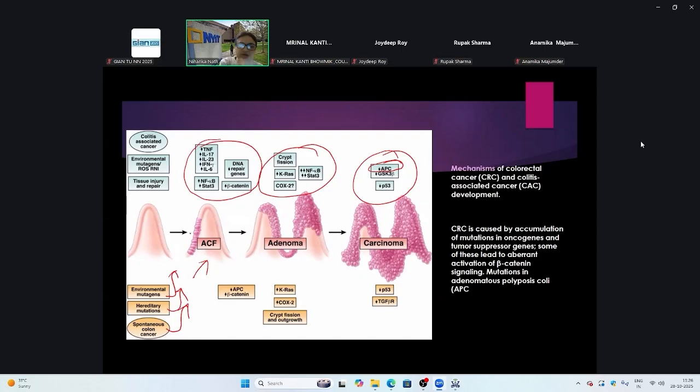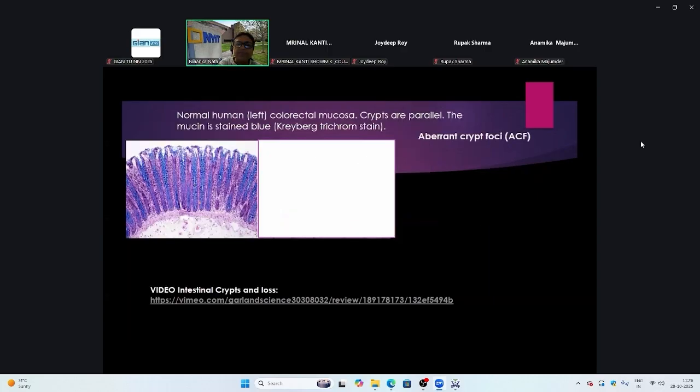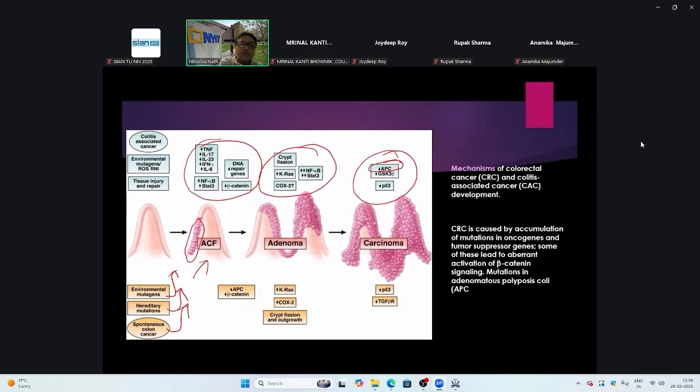And so when the crypt has become abnormal, this is just to show you that some of these crypts are abnormal. Let me show you my next picture. Yeah, I do. So this is called an aberrant crypt foci. That's the new terminology for you. Here you have normal crypts. Crypts are normal here. But the first sign is that you have an aberrant crypt. Aberrant means abnormal. And it's still a crypt.